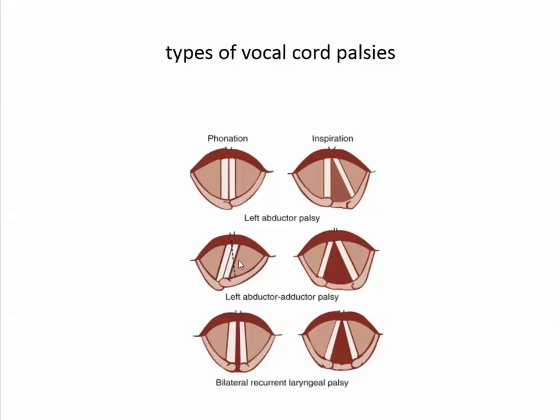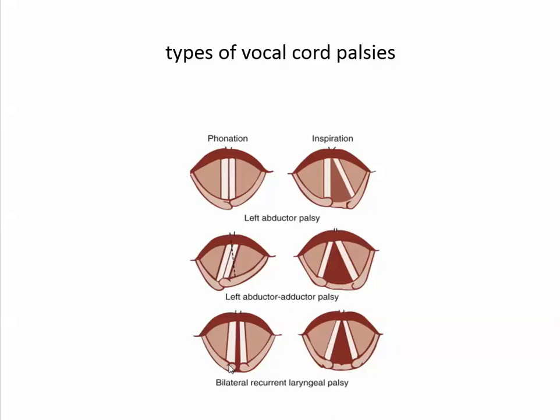In case of a complete unilateral recurrent laryngeal nerve palsy, both the abductors and the adductors are affected. As a result, on phonation, the unaffected vocal cord crosses the midline to meet the paralyzed counterpart, whereas on inspiration, the unaffected vocal cord moves to full abduction, and hence there is no respiratory obstruction.